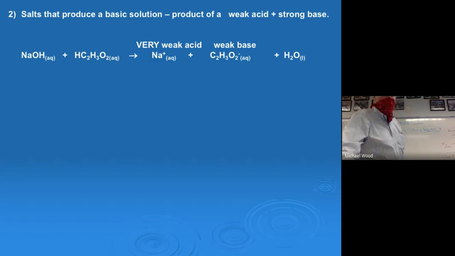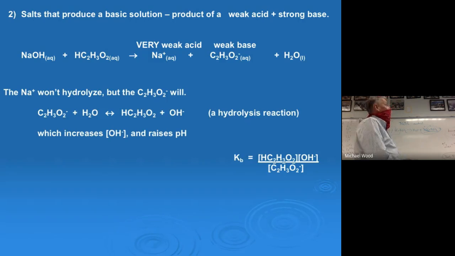So what happens then? Like I tried to explain, the sodium, because it's from this list here, is so weak it's not going to hydrolyze, which means split water. But the C2H3O2 is not in that list. So that means it's the conjugate base of a weak acid, so it can't hydrolyze water.